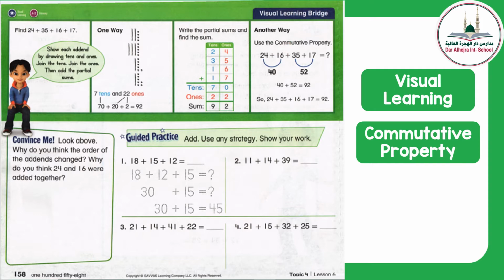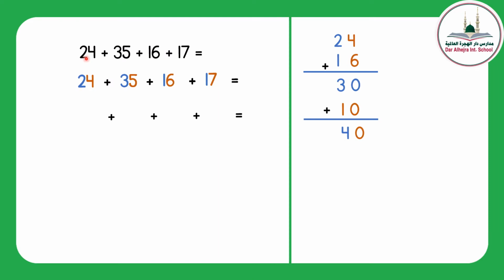Let's have a closer look at this. Now here I have copied the same equation, 24 plus 35 plus 16 plus 17. I can see by looking at their ones place that here we have got a 4 and here I have got a 16. That means 6 and 4 in the ones place will add up to 10. So I'll better add these two first.